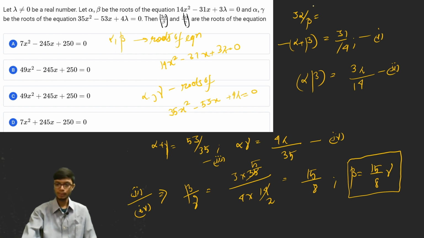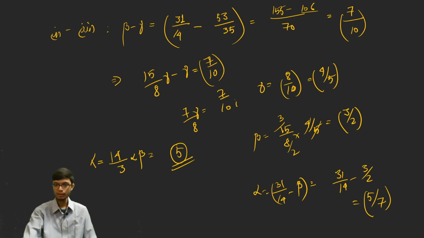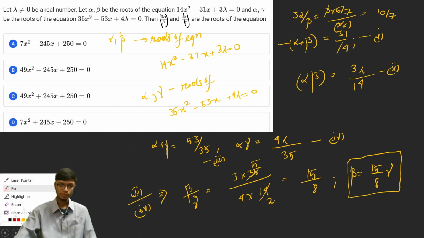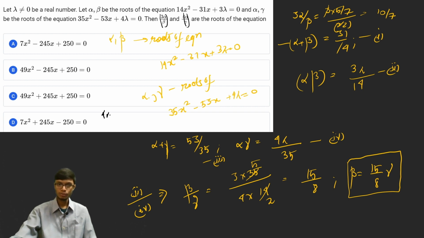Alpha is 5 by 7 and beta is 3 by 2. So 3 times 5 by 7 divided by 3 by 2. The 3 and 3 get cancelled, and the result will be 10 by 7. Similarly, the other value, 4 alpha by gamma, is 4 into 5 by 7 divided by gamma, and the gamma value was 4 by 5. So 4 by 5, again 4 and 4 get cancelled, and this will be equal to 25 by 7.